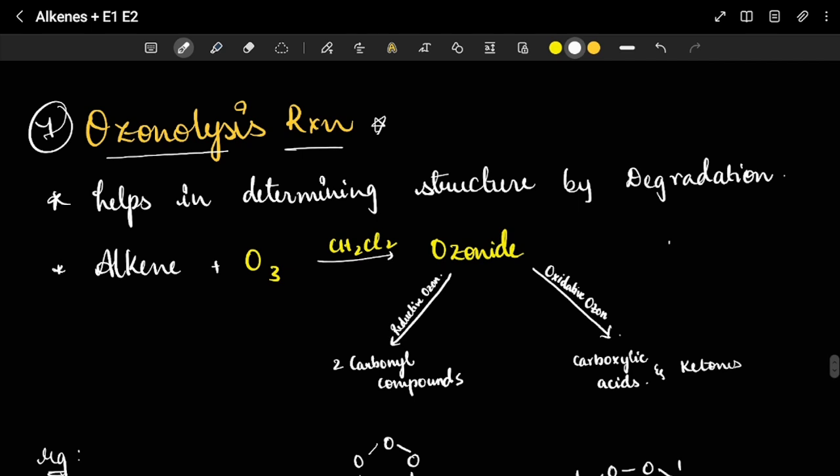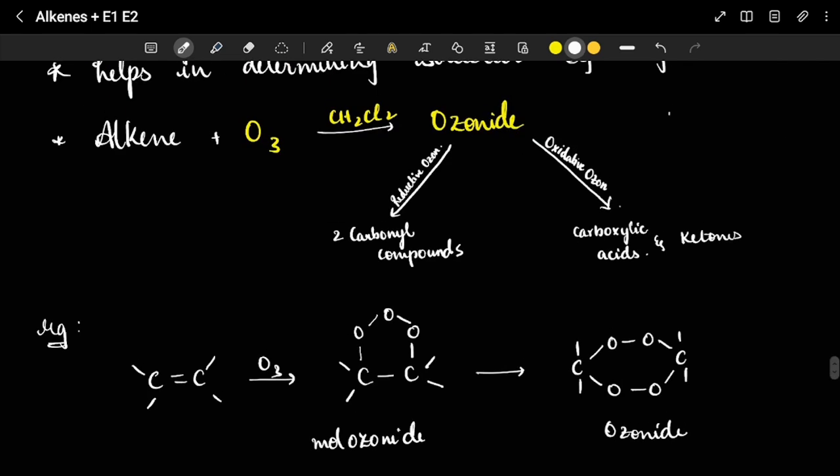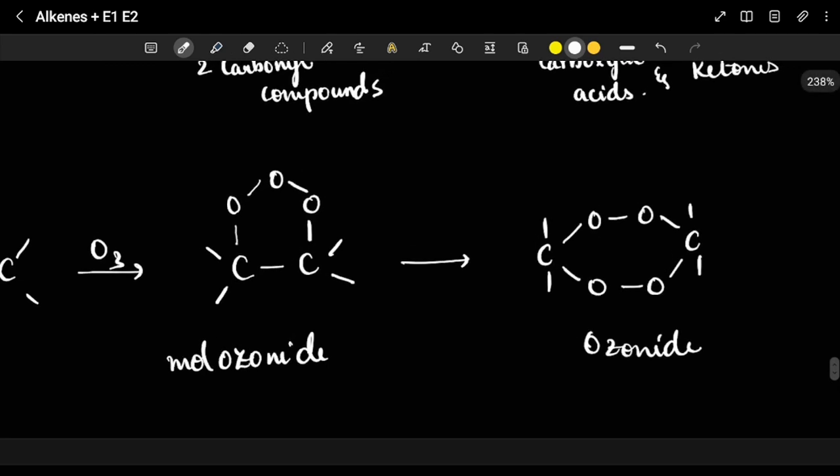In this ozonolysis reaction, the alkene reacts with ozone in CH2Cl2, and then forms ozonides. Ozonides are very, very unstable compounds. These ozonides are further treated with reducing agents or oxidizing agents. When ozonide is treated with a reducing agent, some compounds are formed, and when it is reacted with oxidizing agents, some other compounds are formed. When we use reducing agents, it is reductive ozonolysis, and when we use oxidizing agents, it is oxidative ozonolysis. Very simple.